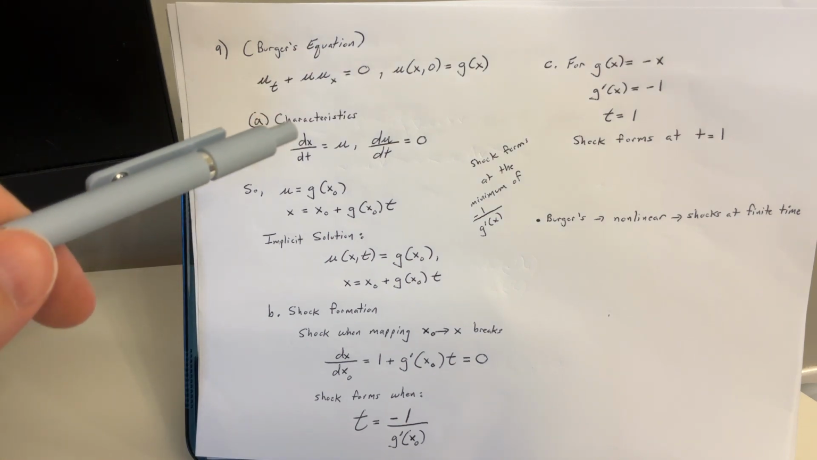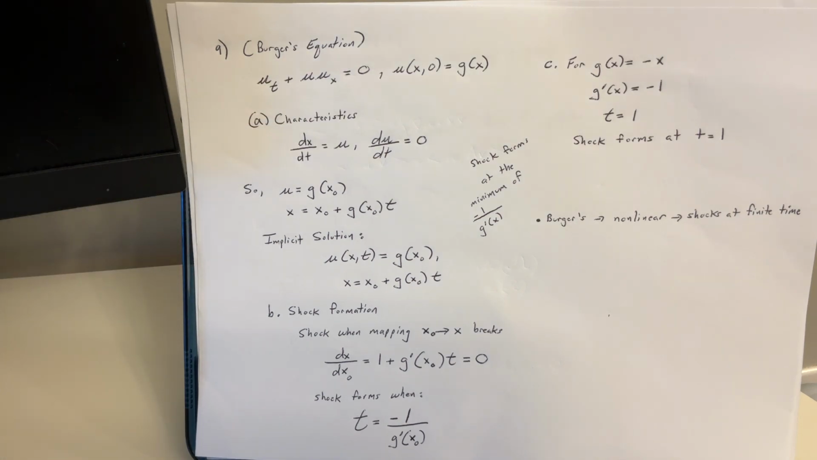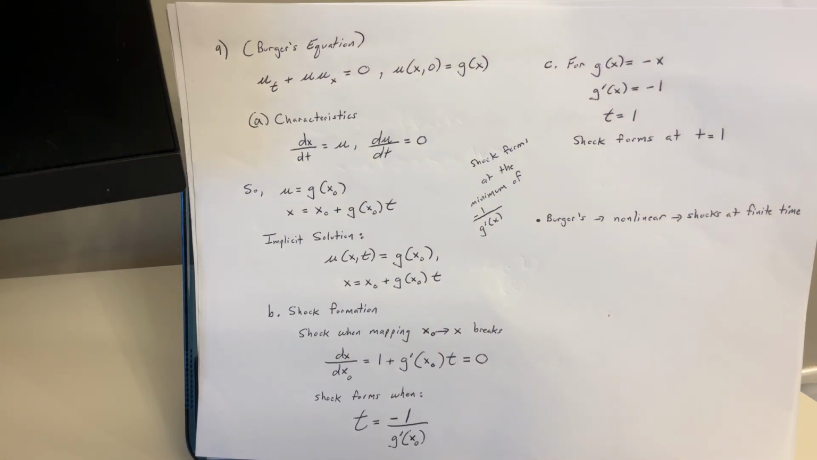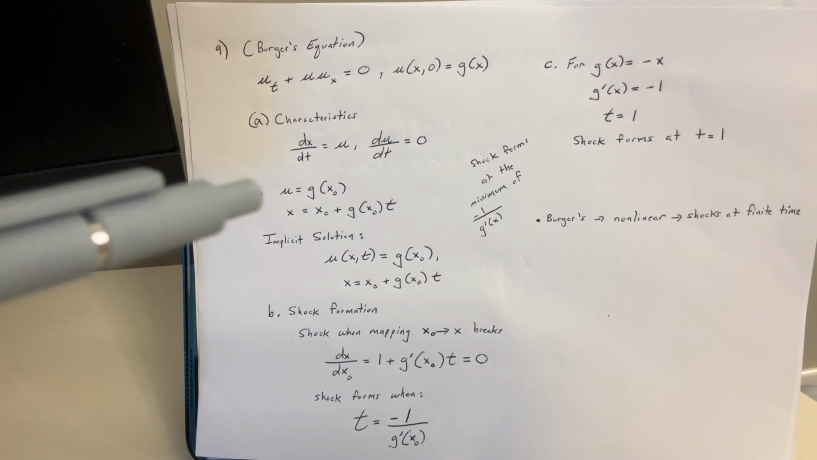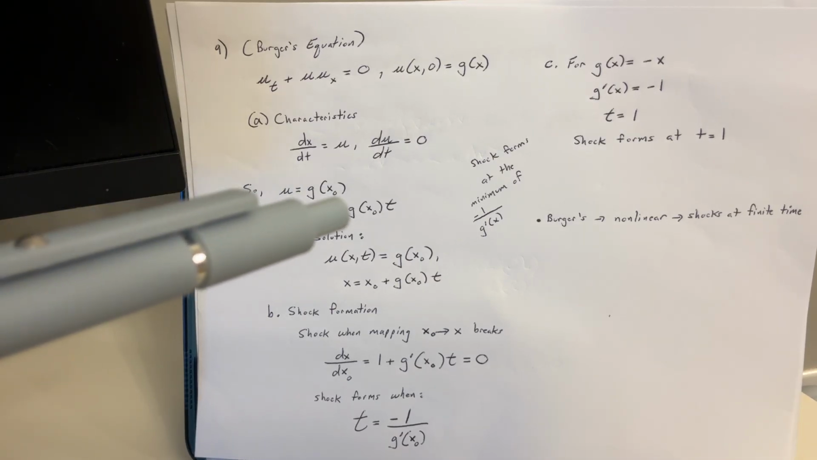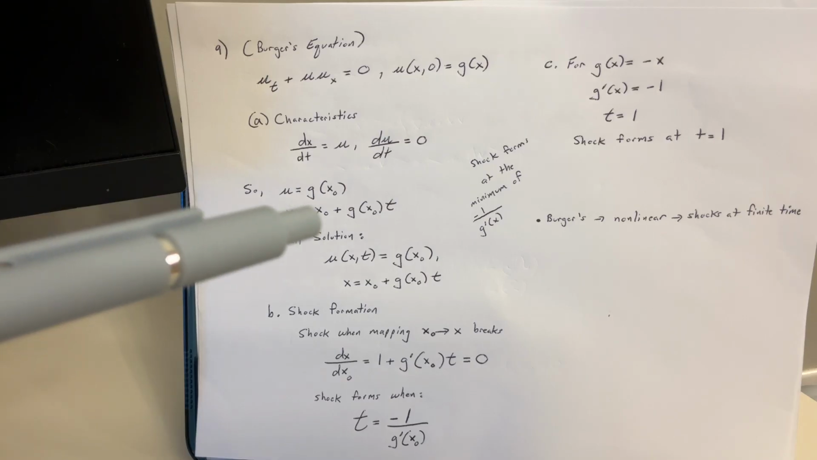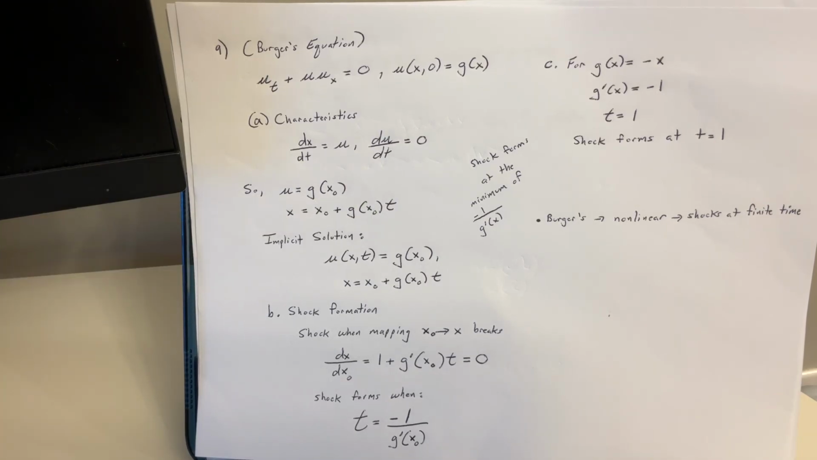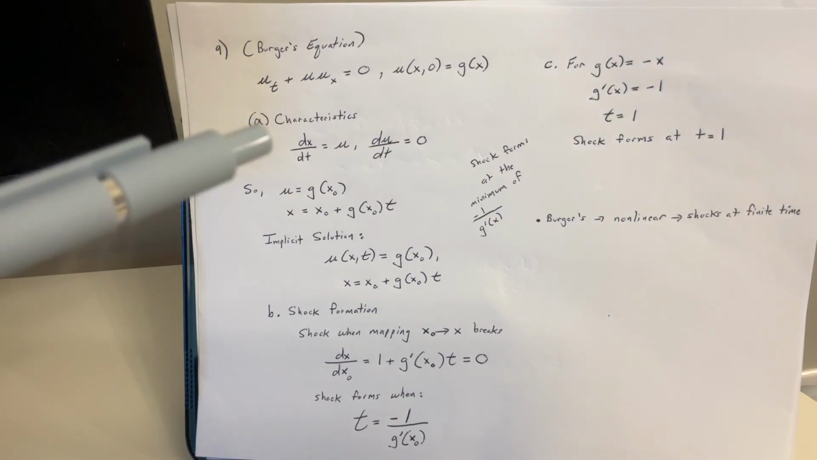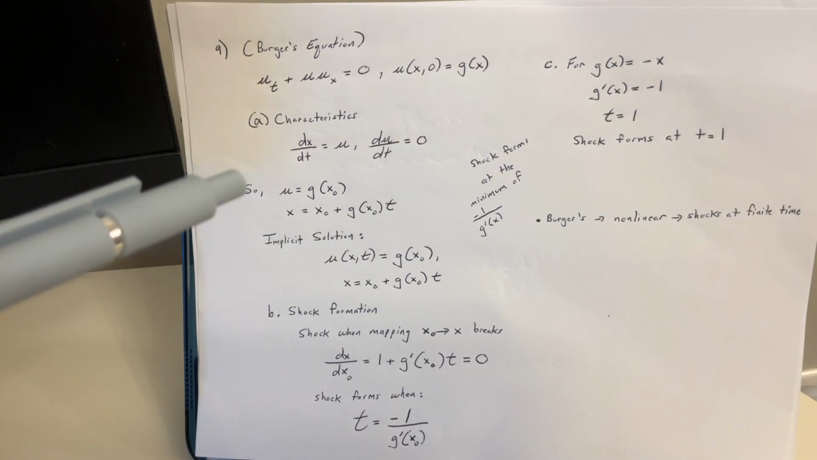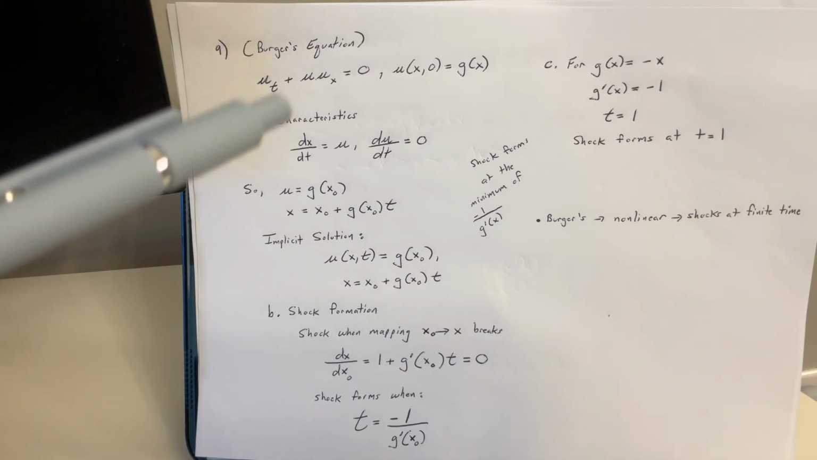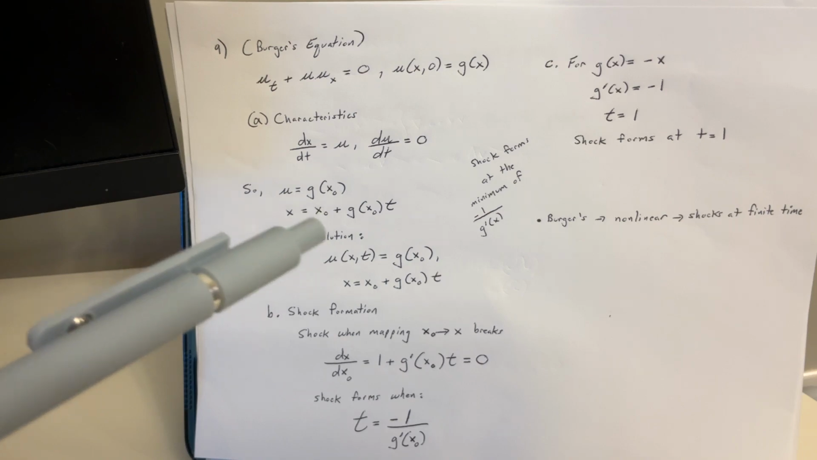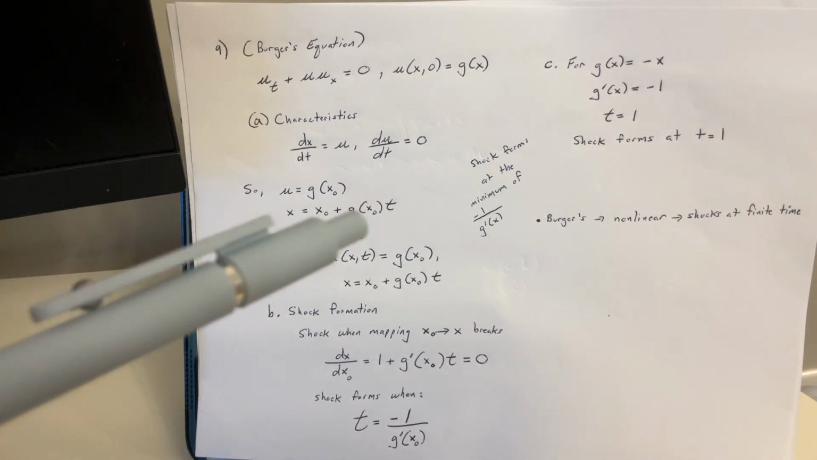Here are the characteristics. If we take dx/dt, we get u, right? du/dt, that's 0, right? Now, u equals g of x sub 0. x equals x sub 0 plus g of x sub 0 times t. Some people call it x naught. So here's our u in terms of g of x, and here's our x, and we have g of x here, and then we have our t.